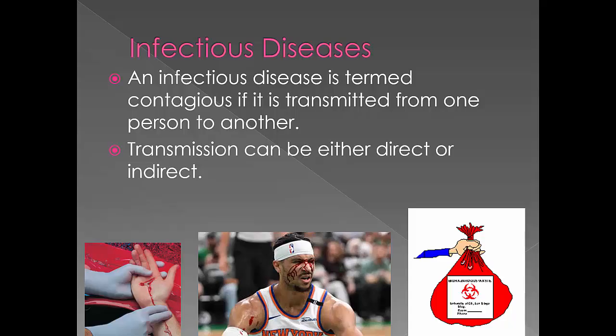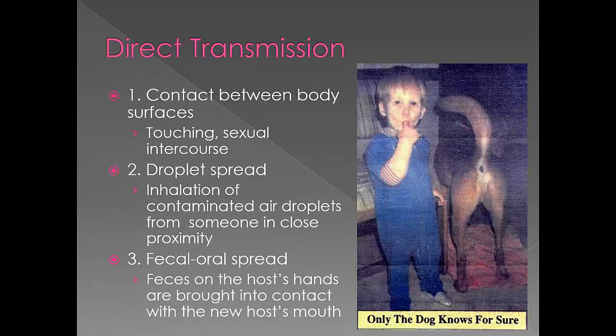An infectious disease is termed contagious if it is transmitted from one person to another. The transmission can either be direct or indirect. In a couple slides, we'll discuss the difference between direct and indirect transmission. Direct transmission can occur through either contact between body surfaces, droplet spread, or through fecal-oral spread. Contact between body surfaces most commonly occurs through touching, but may also occur through sexual intercourse.